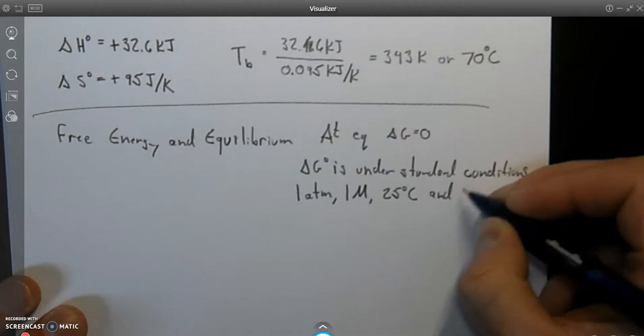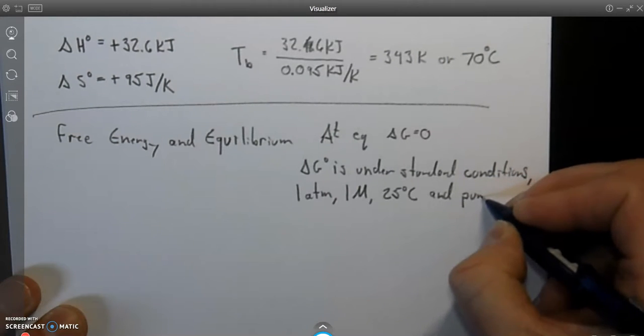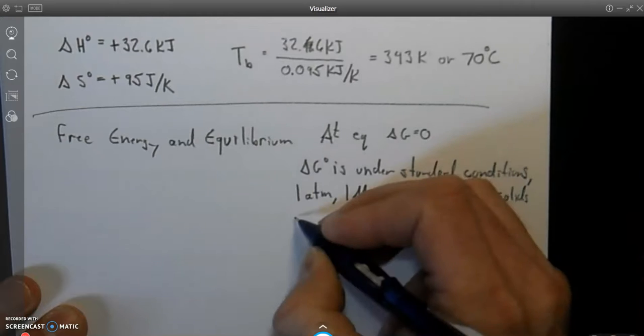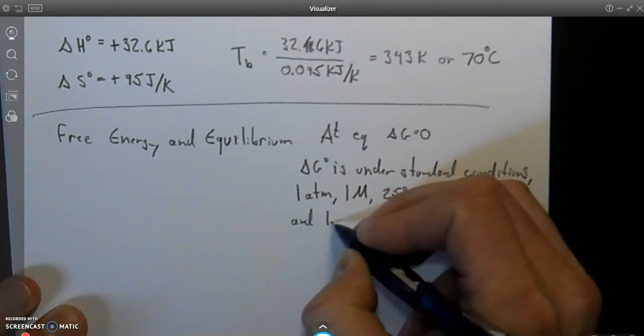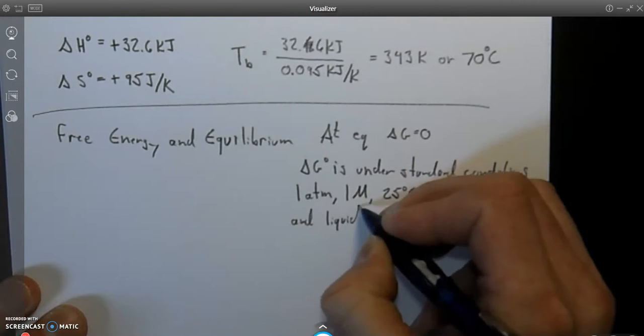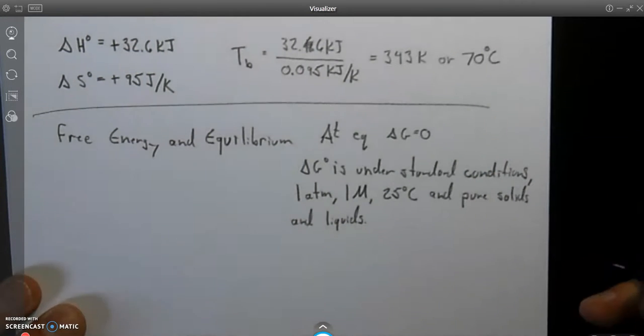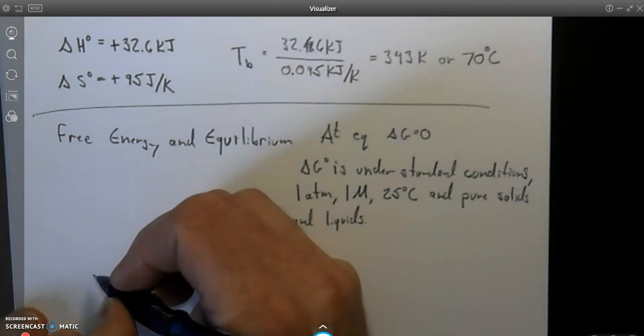And just a couple of things to mention. We have pure solids and liquids. And typically you're just referring to water. Other things are going to possibly be aqueous. So we'll see how this works out. Okay, moving forward.